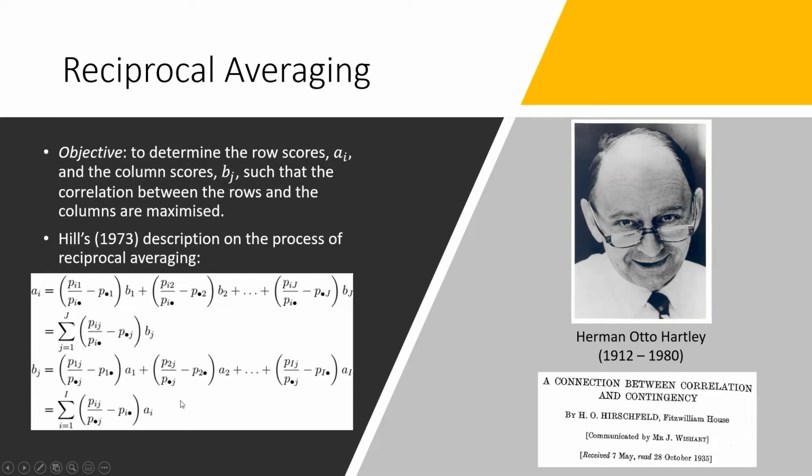After a number of score updates in an iterative manner, the scores will converge to an optimal solution that maximizes the correlation between the row scores and the column scores. The theoretical root of this method can be attributed to Hartley, who went by the publication name Hirschfeld, in his paper that connects correlation with contingency in 1935.